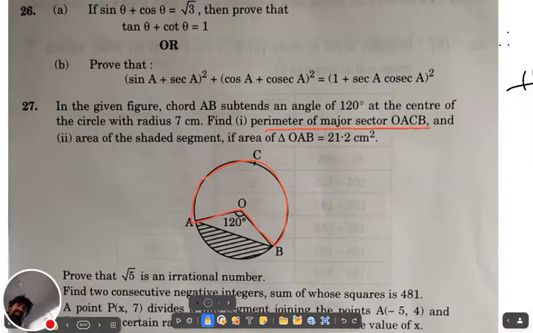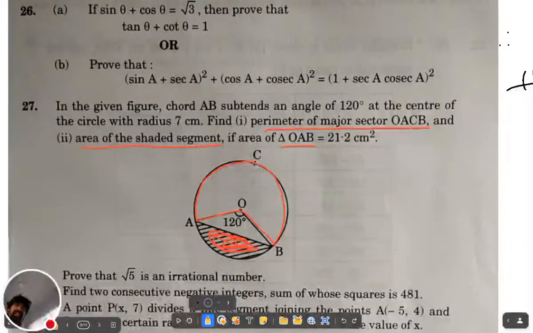So we have to find the perimeter. Perimeter of major sector is nothing but the length of this major arc, plus OA radius and OB radius. So this is nothing but perimeter of this major sector. And also we have to find the area of shaded segment, this one. We have to find the area of this shaded segment.